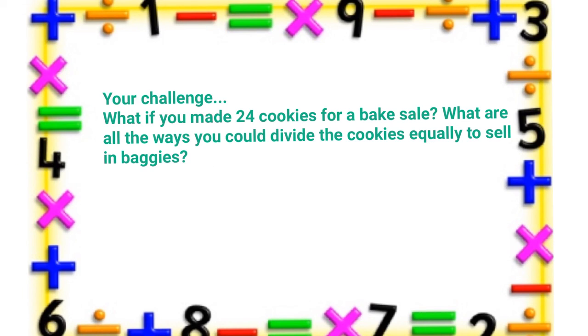And so I have a challenge for you. What if you made 24 cookies for a bake sale? What are all the ways you could divide the cookies equally to sell them in the baggies?